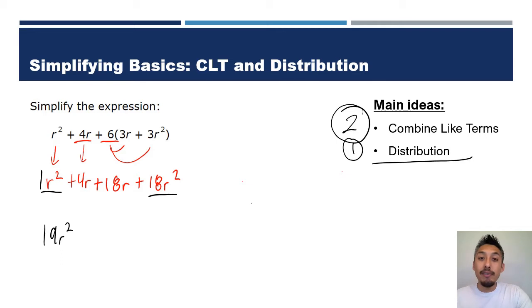Next, let's just check if there's anything else that we could combine. We have positive 4r, and we have an 18r. They both have the same variable. They both have 1 as the exponent. So, in this case, we could combine them. 4r plus 18r is the same thing as saying a positive 22r.